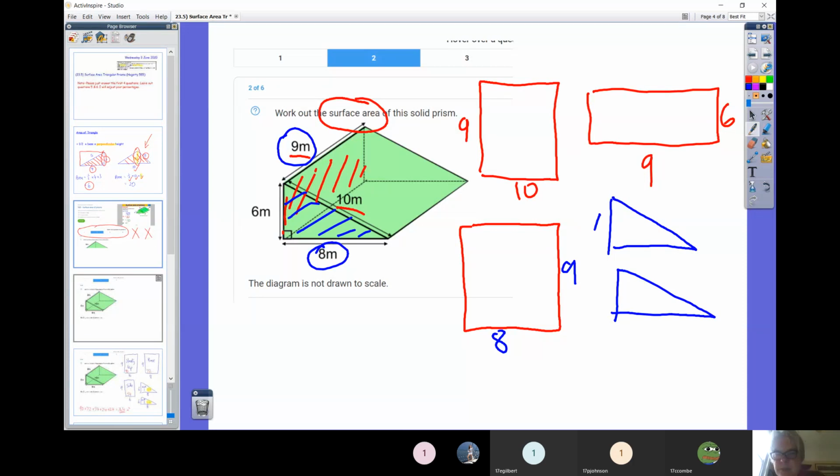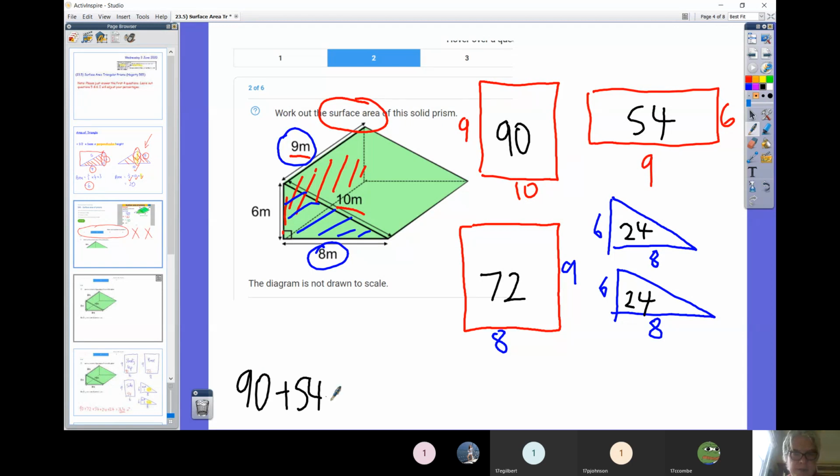So what I would like you to do in your workings is always just to draw the various surfaces on the side and put the dimensions in. That's your first step. Now, your next step is just to work out each of those individual areas. Well, this is a rectangle, so 10 nines are 90, 9 sixes are 54, 8 nines are 72. But remember, with the triangles, you're going to have to halve them. So 6 eighths are 48, half of 48 is 24. Okay, so finally, we've just got to add those 5 surfaces together.